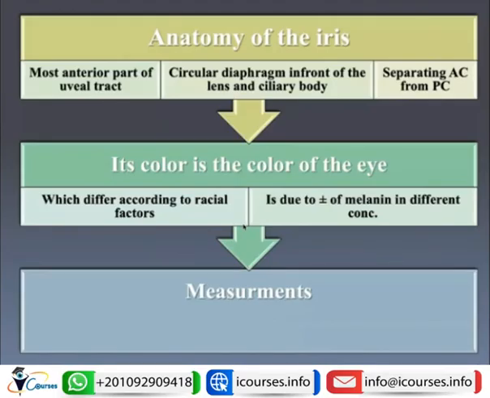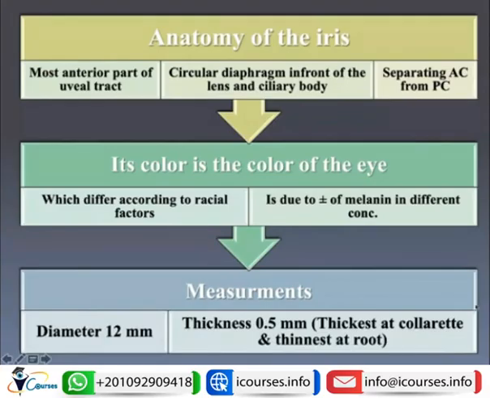It is 12 millimeters in diameter, with the thickness more at the collarette and the thinnest at the root. So always try to remember where is the thickest location and where is the thinnest location. It's very frequently asked in the exam. So the thickness is 0.5 millimeter at the collarette, while it is thinnest at the root.